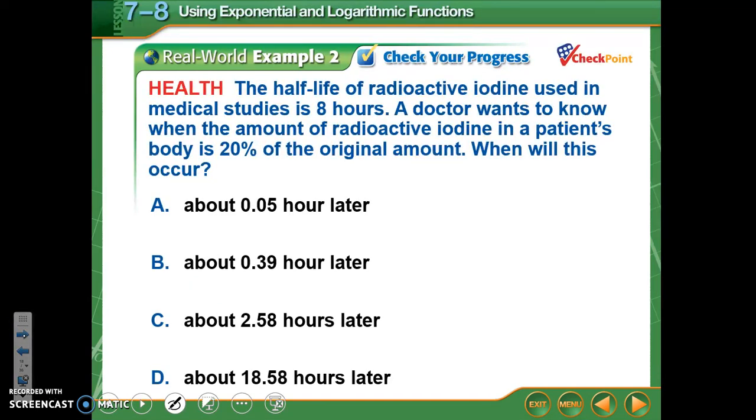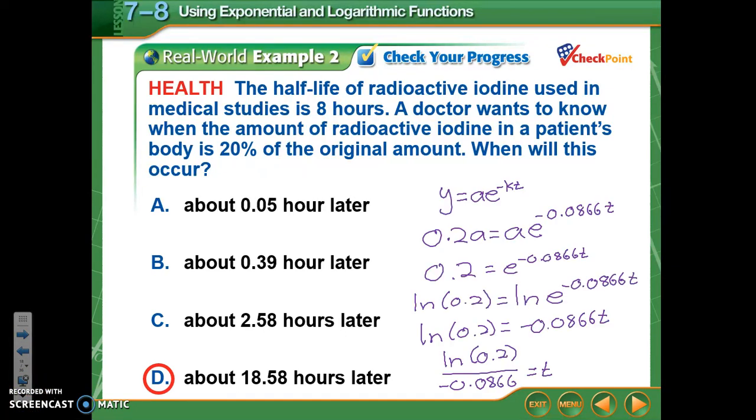Okay, why don't you guys try this one about health? In this case, our answer is D. All right, here's the process to get D, about 18.58 hours. Again, we got our value of K from a previous example, from the first check your progress example. So hopefully you are taking good notes and writing that down.